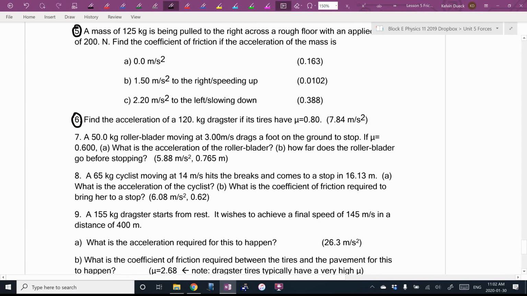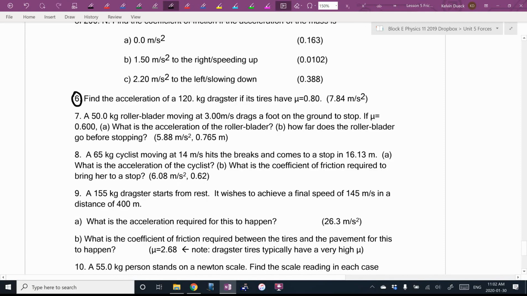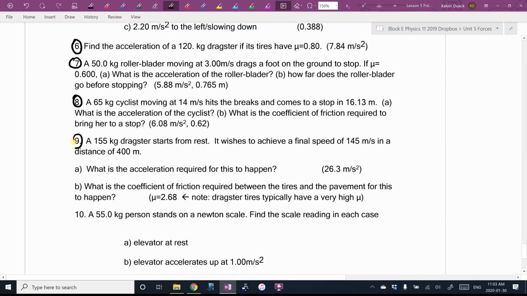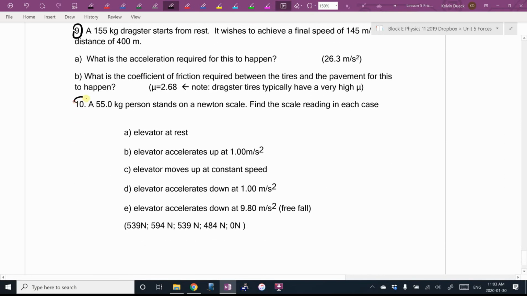Number 6 is tricky. It's so easy that it's tough. Number 7 is tricky. It's so easy that it's tough. I would encourage you both for number 6 and number 7 to draw a good free body diagram. Number 8 is good. 9 is good. Mr. Dueck, why don't you just say every question? Okay, fine. Every question. Put your pencils down, look up.